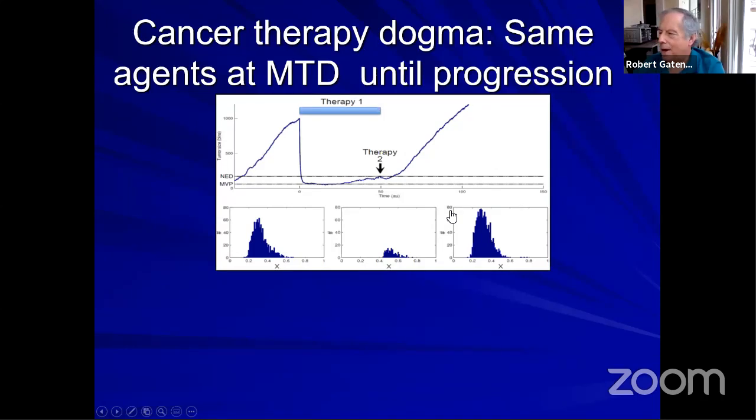So if we think about that again in terms of the cancer dogma, what we're seeing is that you give a maximum tolerated dose, you continue to give that therapy until you see progression, meaning that it comes up above this clinically detectable range. Then you treat it again. The problem is that when you do that, the tumor population has grown and has become more heterogeneous. And so the probability of the second therapy eradicating it is actually very small.